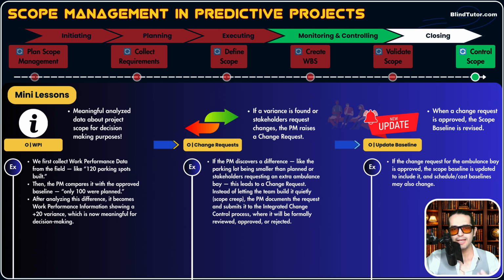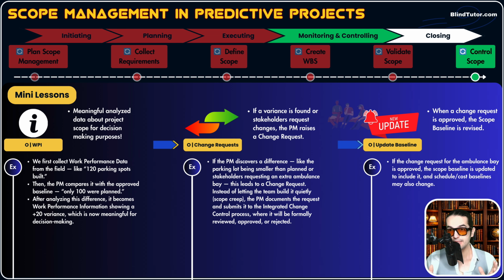And CCB evaluates the change and approves it. Let's say it approves it. Now, before the team begins working on that change, what should you do? You need to update existing documents. We're in control scope. You should definitely update the scope statement or scope baseline, your WBS, everything related to that change. Before the team initiates the work, you need to update all the documents.